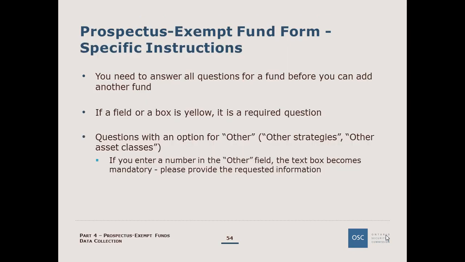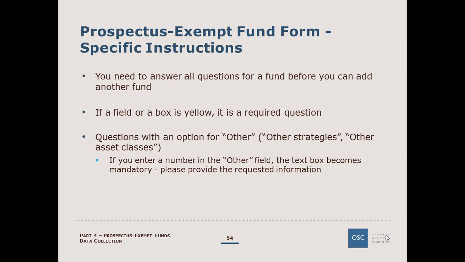I would like to give you some more specific instructions with respect to the Prospectus-Exempt fund form, which, as I mentioned, is something new in the 2018 questionnaire. One important thing to keep in mind is that you need to answer all questions for a specific fund before you can add another fund. Please keep that in mind. The system is not going to allow you to proceed and add an additional fund unless you have answered all the mandatory questions. Also, if a field or a box is yellow, it is a mandatory question and you will have to answer it.